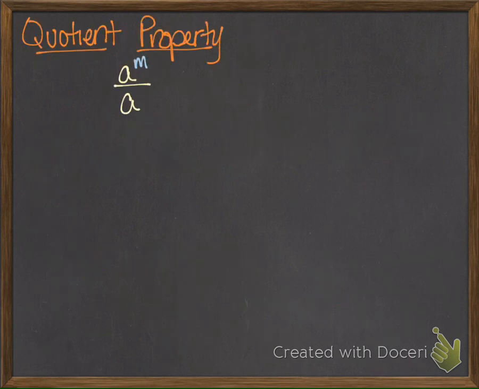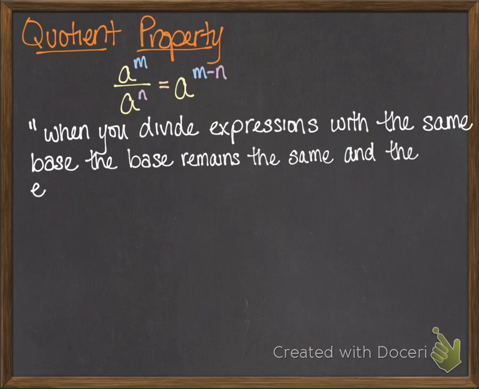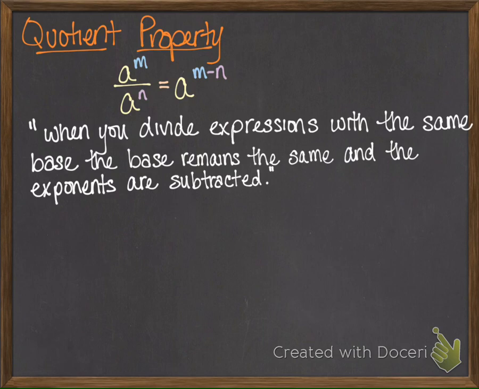Our quotient property. Everybody loves fractions. Well, fractions work the same way. If I have a to the m over a to the n, there's a shortcut. I don't have to expand it all out. I can just rewrite it with the same base and subtract my exponents.